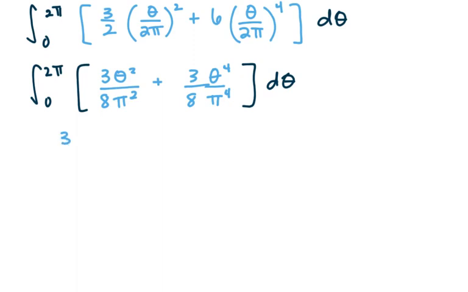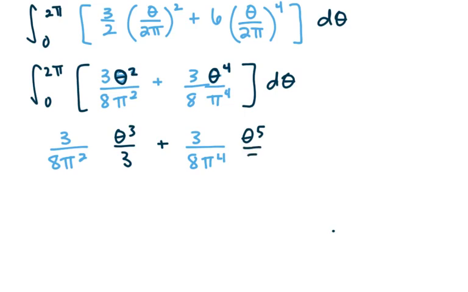So let's look at what we have. I have 3/8 pi squared. Dealing with just this theta squared, that will be theta cubed over 3 plus, I have 3/8 pi to the fourth, and integrating theta to the fourth, we'll just say theta to the fifth, over 5. And now we need to plug in theta equals 2 pi, and theta equals 0, and we will be almost done. So before I plug in, I do notice these 3's cancel, which is kind of nice. Nothing cancels in the other fraction.